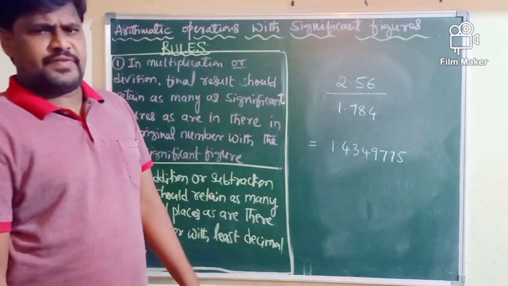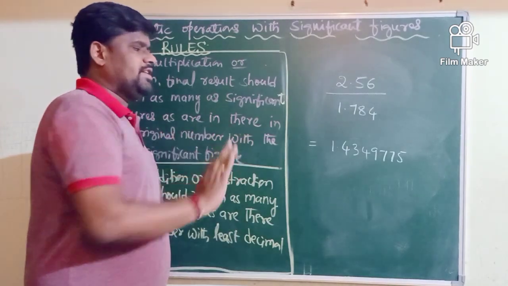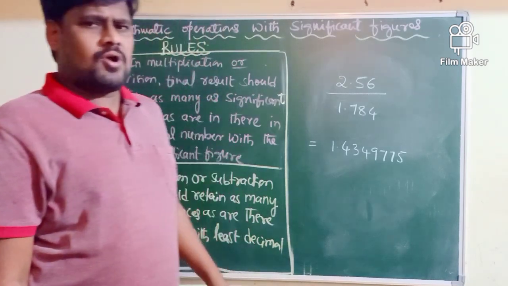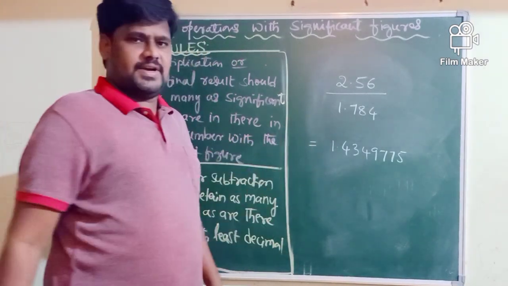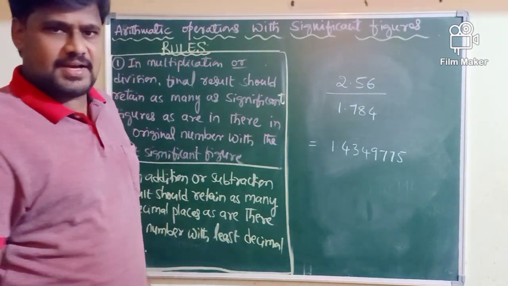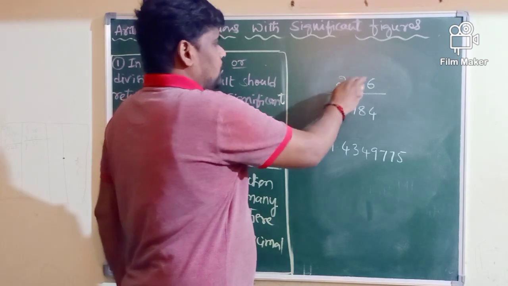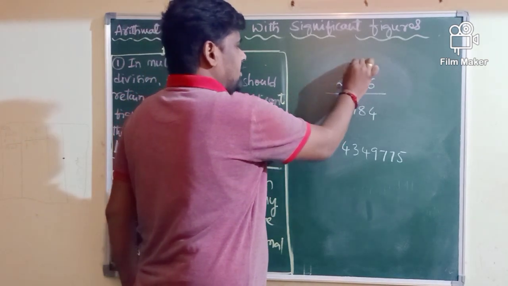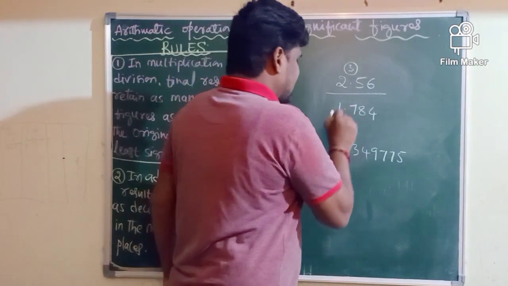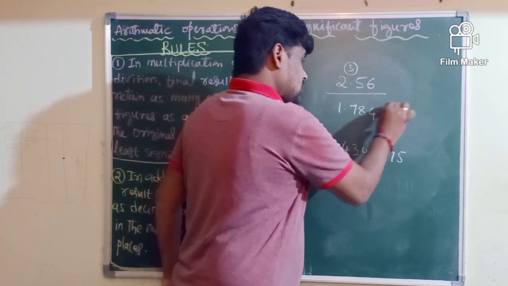Many significant figures are there in the final result. You know very well all the significant figures are not taken into account here. We are not going to consider all significant figures. As per the rule, how many significant figures should I consider? I am dividing two numbers here. One, 2.56, has 3 significant figures. Second, 1.784, has 4 significant figures.